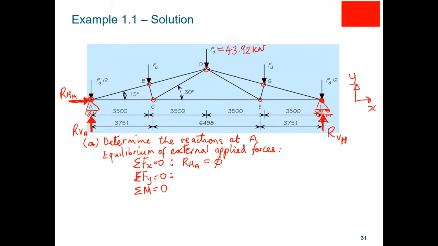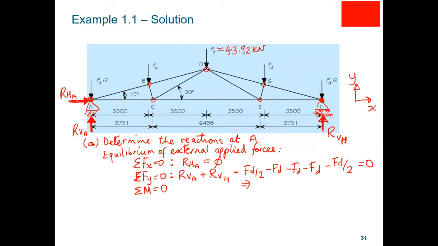Well, if I look at what's going up the way first, I have RVA up there from the reaction at A. I've also a reaction at H, RVH. Okay. And then what else have I got? I've got other ones going down the way. So they're minus. I've minus FD over 2, minus FD, another minus FD, another minus FD and another minus FD over 2. Okay, and that's equal to 0.